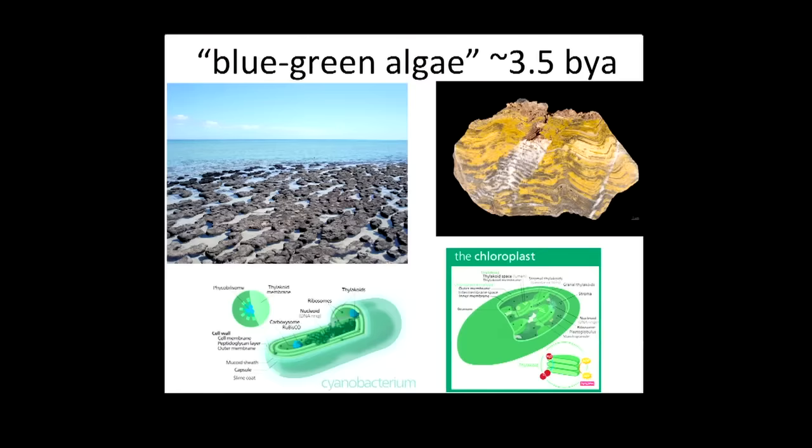They grow in these mats. These are current mats that are available in Western Australia. And those are layer upon layer of cyanobacterial mats producing oxygen. These single-cell bacteria became the precursors of the chloroplast, which is the organelle in plants that does photosynthesis and gives us oxygen today. So that's the precursor of all plants.